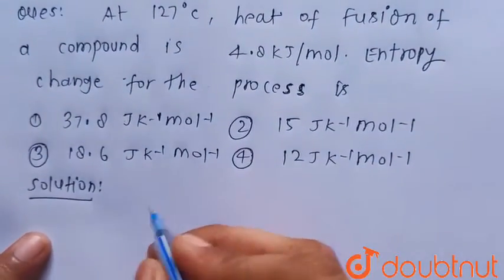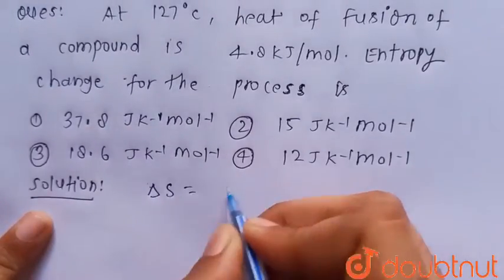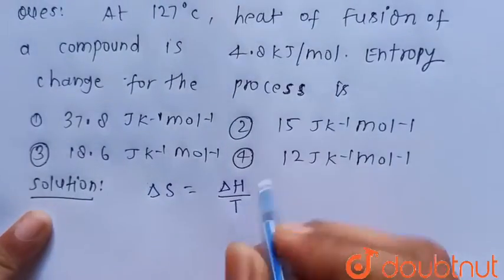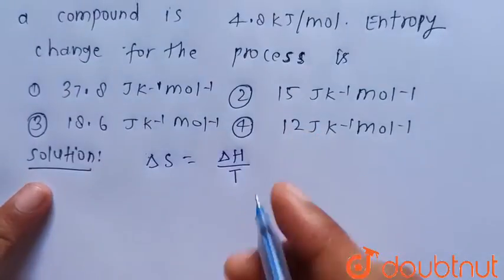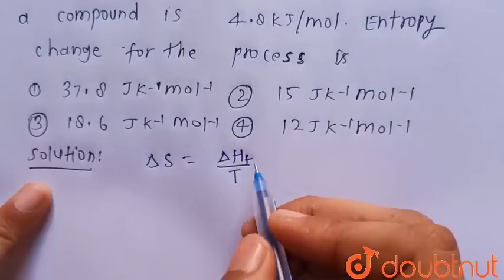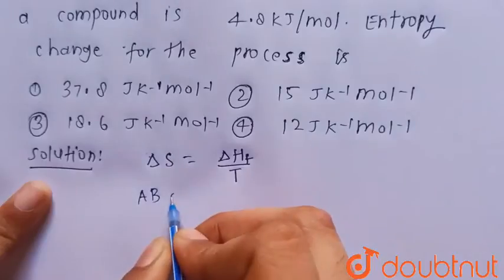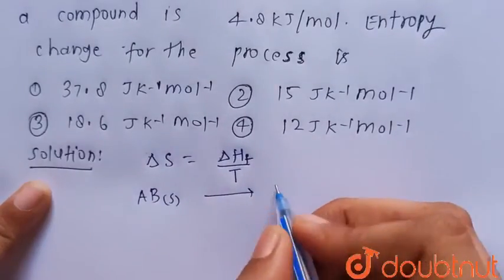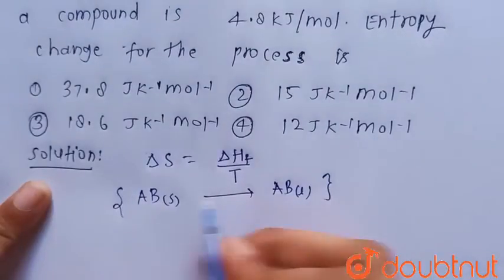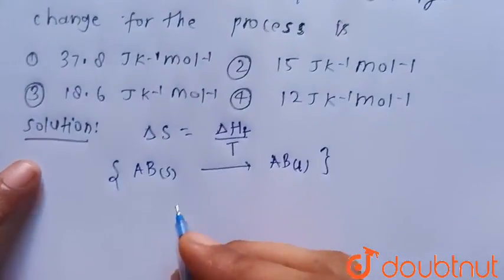So we know that entropy change delta S is calculated by delta H upon temperature, but here it is given that heat of fusion, so it will be the delta HF, that is heat of fusion upon temperature. So fusion means, let's say any compound AB is solid, so it's changed into the AB liquid, because we know that fusion is the changing of the solid into liquid state. So this is the fusion.